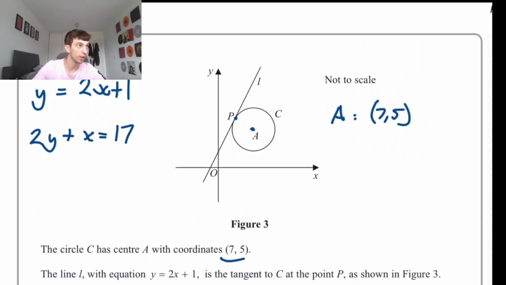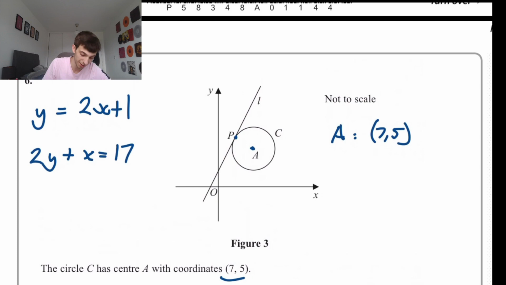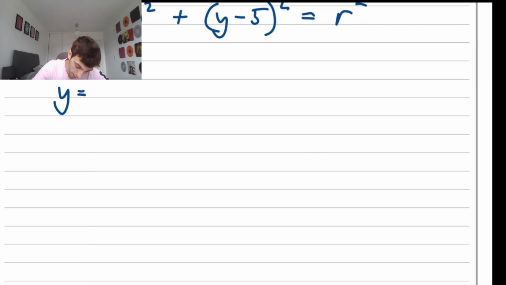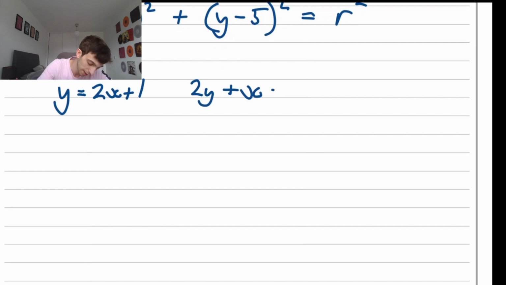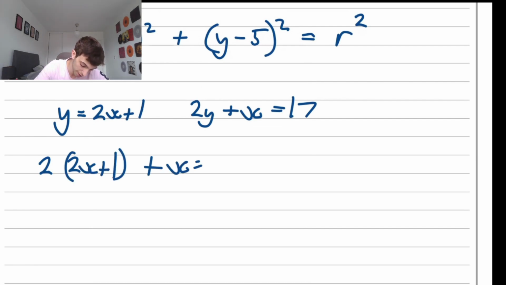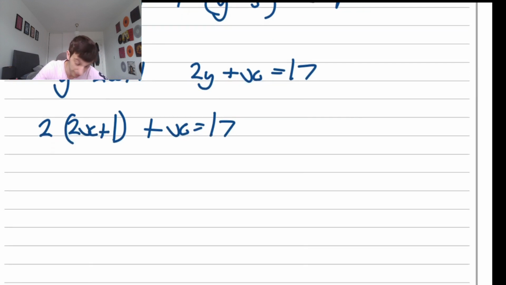To find the coordinates of P, this will be where these two lines intersect. So we can simply find where these two lines intersect. So just going through it neatly here, we have that y equals 2x plus 1, and we have that 2y plus x equals 17. We can make the substitution that y equals 2x plus 1. So we have 2 times 2x plus 1 plus x equals 17. Perfect. So from here, just expand out the brackets.